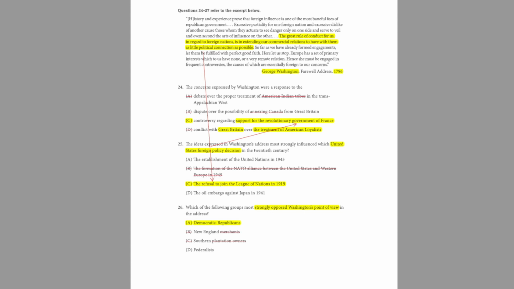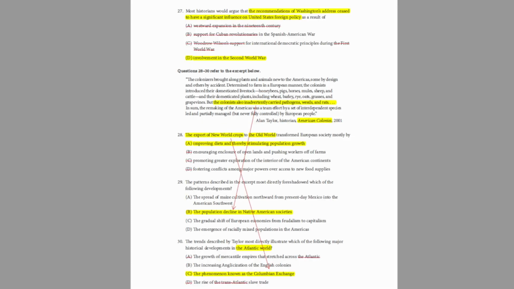Question 27. If you pick C for question 25 and read the relevant part of the stimulus, you'll remember Washington said that the U.S. should avoid unnecessary involvement in foreign affairs. So now this question is basically asking, when did the U.S. most clearly go against that advice? The best answer is D, involvement in the Second World War.